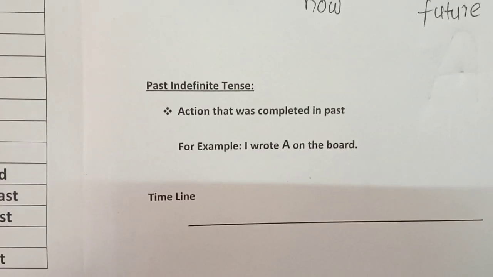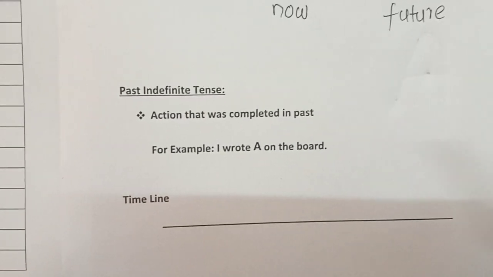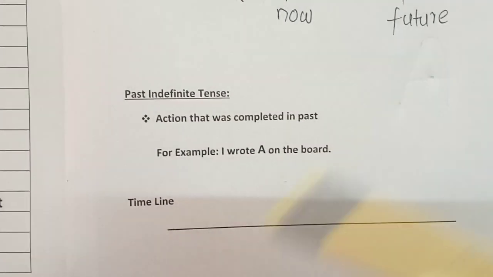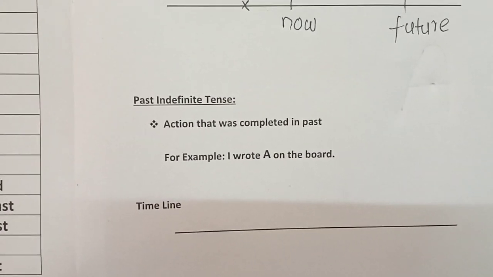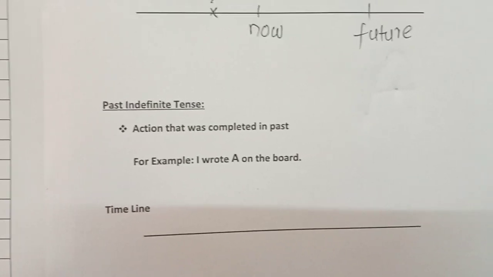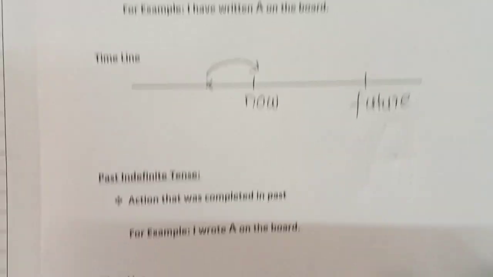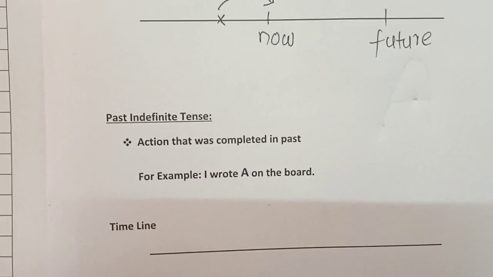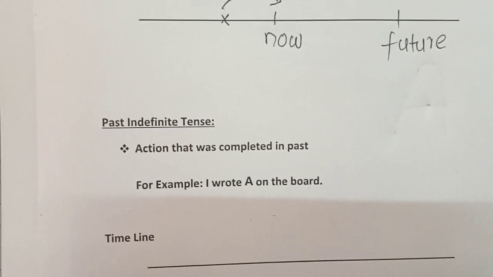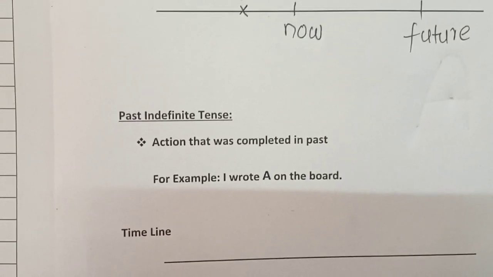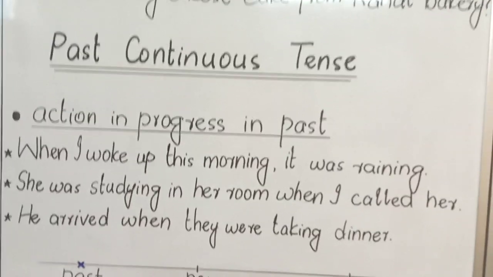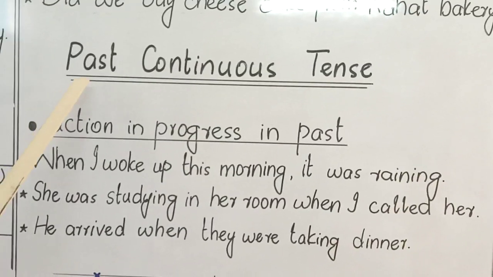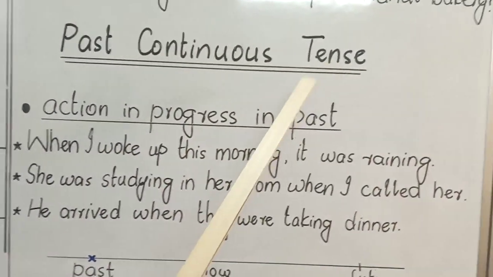I hope you will understand the difference: if an action is present before you, any past action which is present before you or has just been completed, then this is present perfect tense. But if the action finished in the past, then that will be past indefinite tense. Now come to the next tense. So the next tense is past continuous tense.